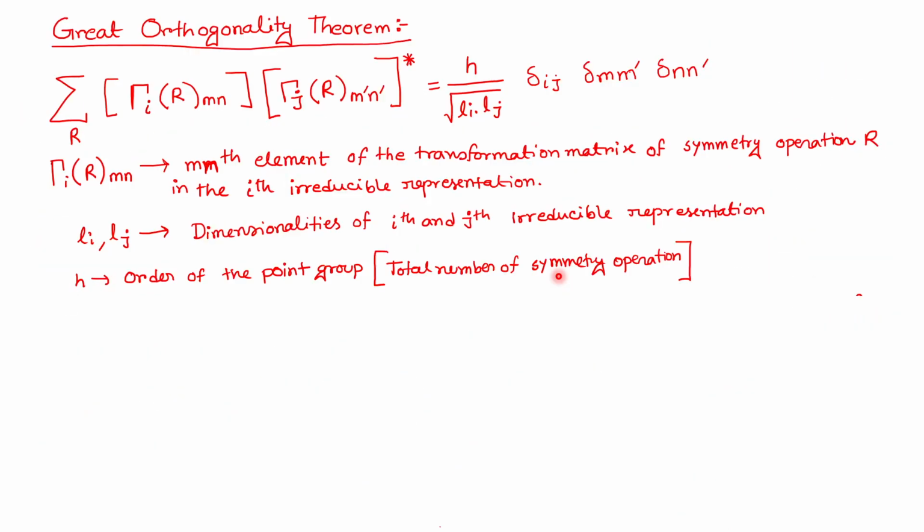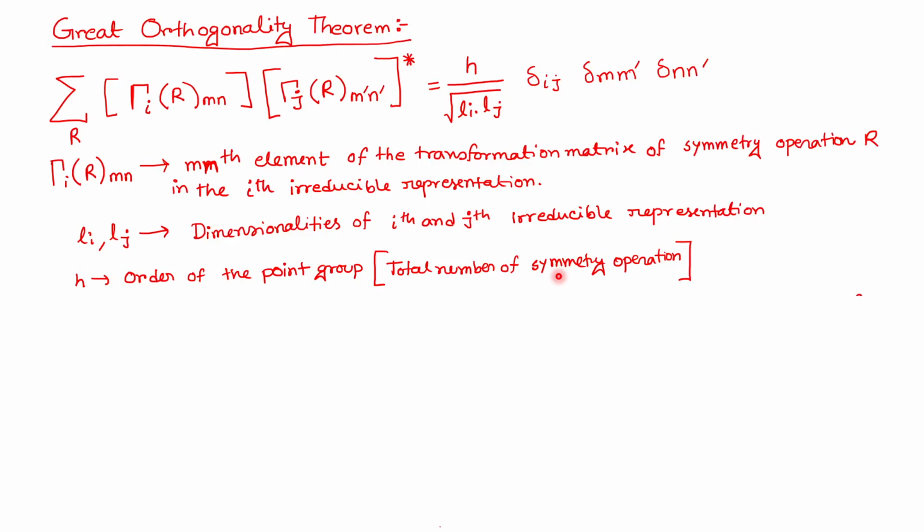So for that you are going to need this great orthogonality theorem, GOT. This is the equation. Sum over R, where R is our different symmetry operations, gamma i R mn multiplied by the complex conjugate of gamma j R m' n' equals h by root over li lj, times the Kronecker delta functions, delta ij, delta mm', delta nn'. So actually this will come.